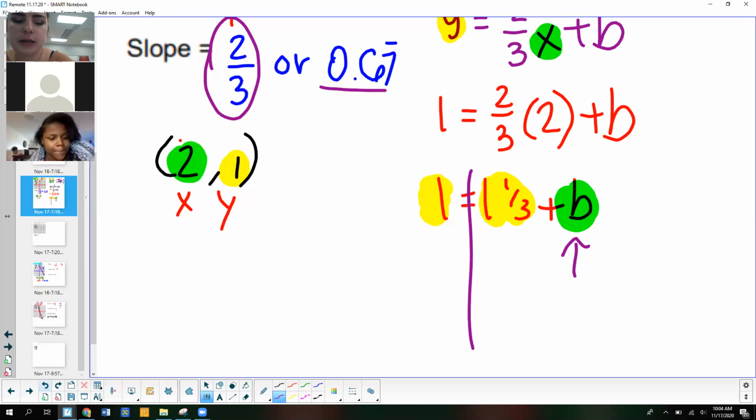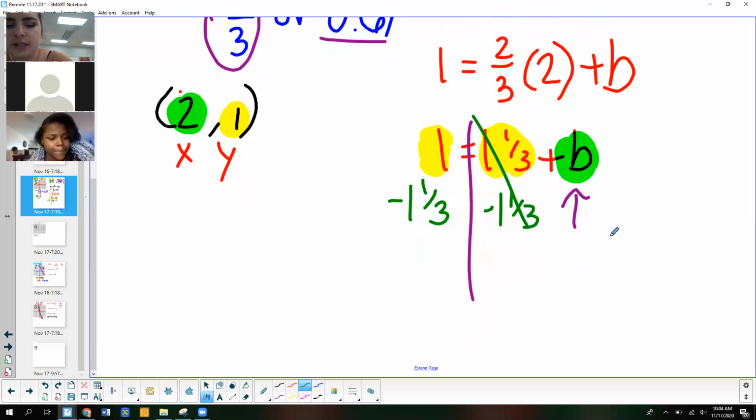I know a lot of you guys weren't here for our algebra unit. So to move a positive 1 1/3, good Maya, we're going to subtract 1 1/3 from both sides. The opposite of a positive 1/3 is going to be a negative 1/3. And 1 1/3 minus 1 1/3 cancels. So then we're just left with b, which is what we wanted. We're left with b on the right side. And then 1 minus 1 1/3 is going to give us negative 1/3. So negative 1/3 is going to be b.